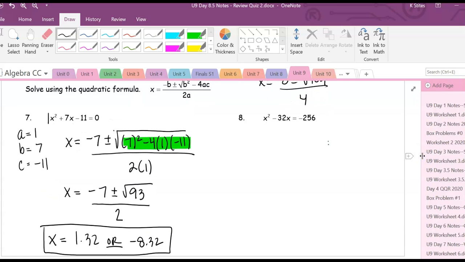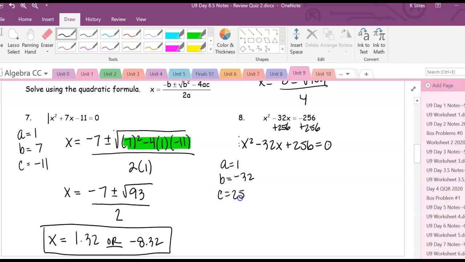All right, let's do one more like this, and be careful with number 8 because you should notice this is not in standard form. So what we need to do first is add our 256 over, and since that's just a regular number, that's our C value. It's going to go at the end, and then we'll have our equals 0. All right, so once again, our A value is just a 1. Our B value is a -32, and our C value is a 256.